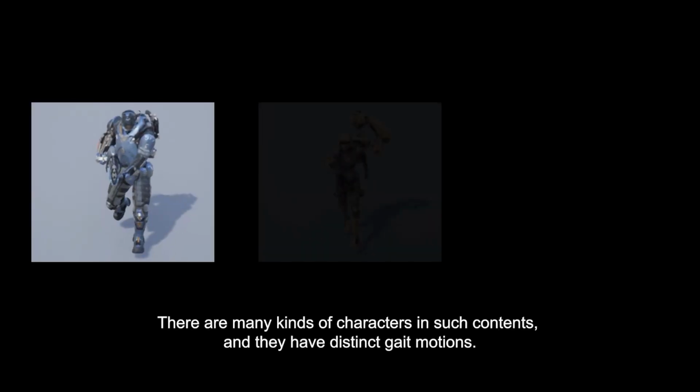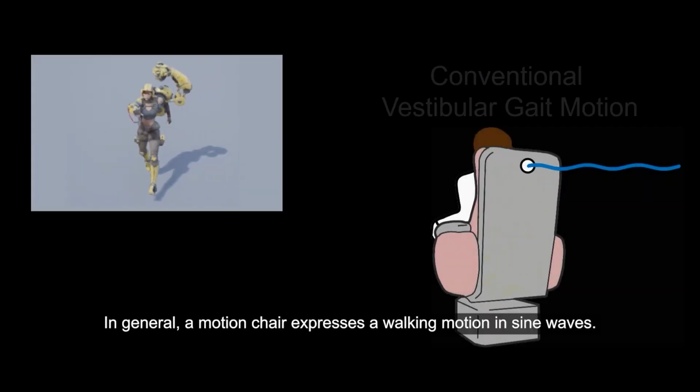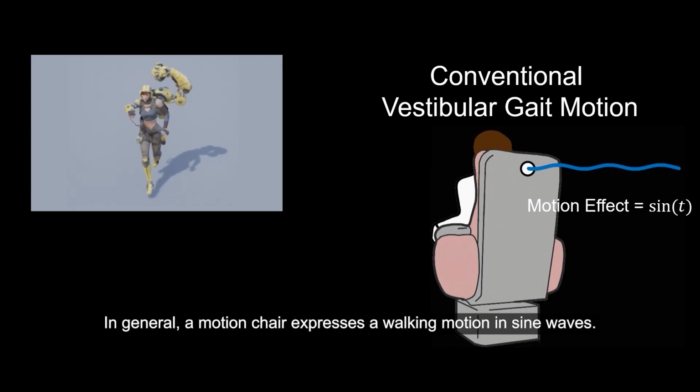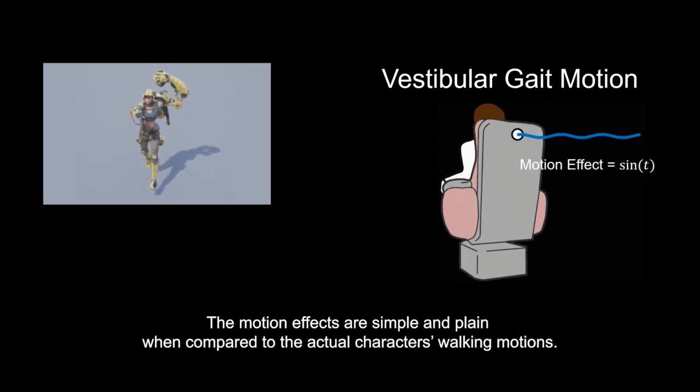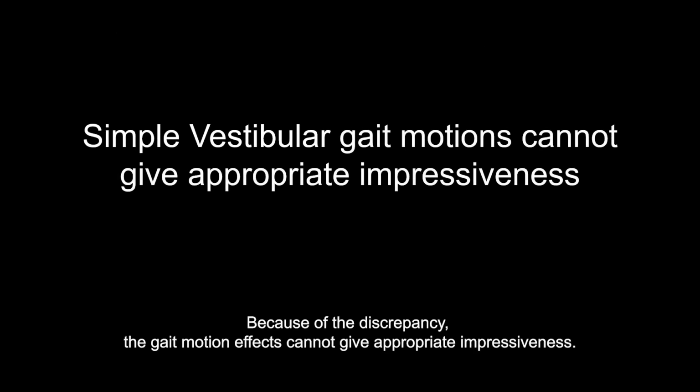There are many kinds of characters in such contents, and they have distinct gait motions. In general, a motion chair expresses a walking motion in sine waves. The motion effects are simple and plain when compared to the actual character's walking motions. Because of the discrepancy, the gait motion effects cannot give appropriate impressiveness.